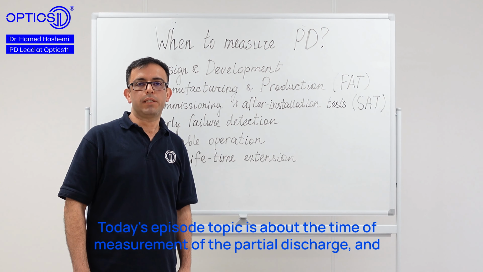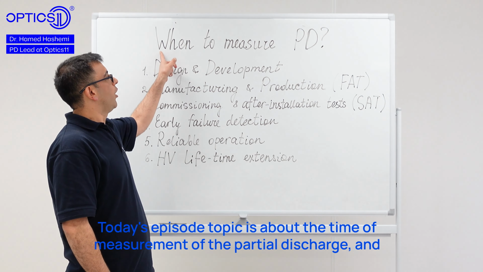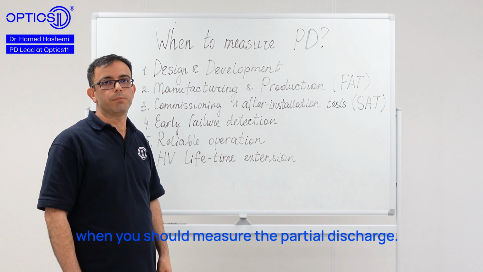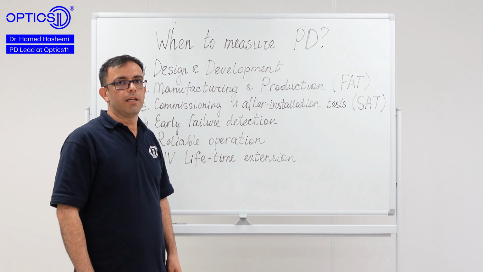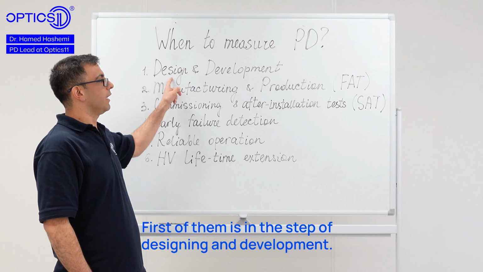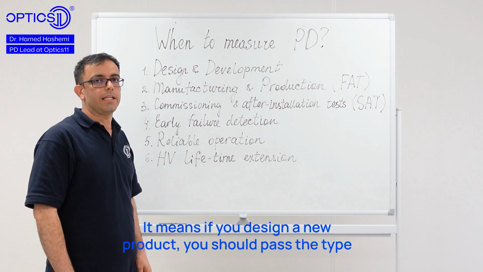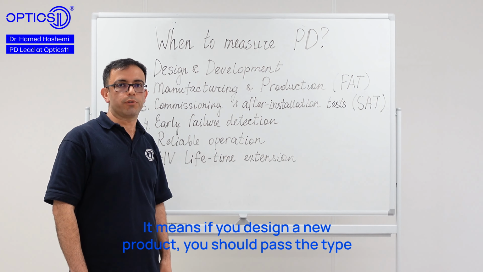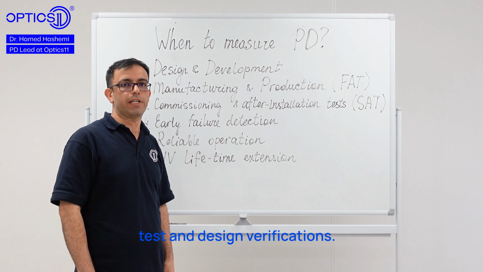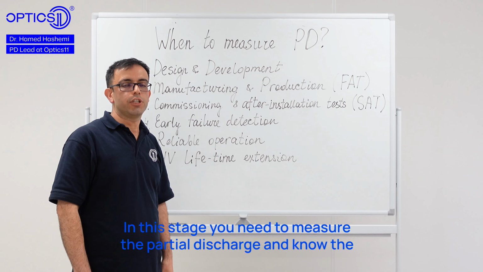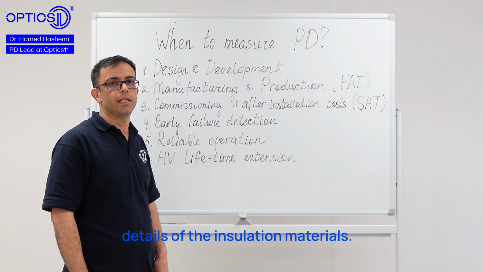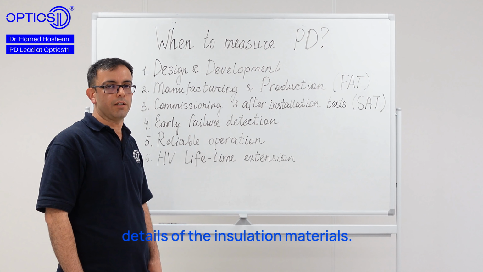Today's episode topic is about the time of measurement of the partial discharge and when you should measure the partial discharge. First of them is in the step of designing and development. It means if you design a new product, you should pass the type test and design verifications. In this stage, you need to measure the partial discharge and know the details of the insulation materials.